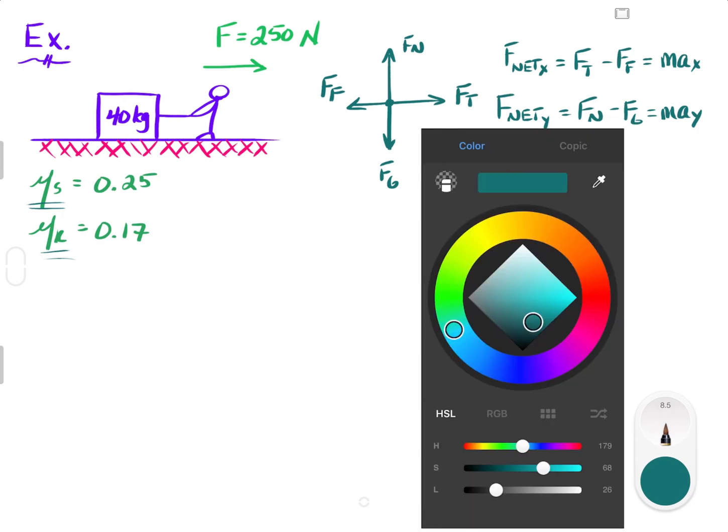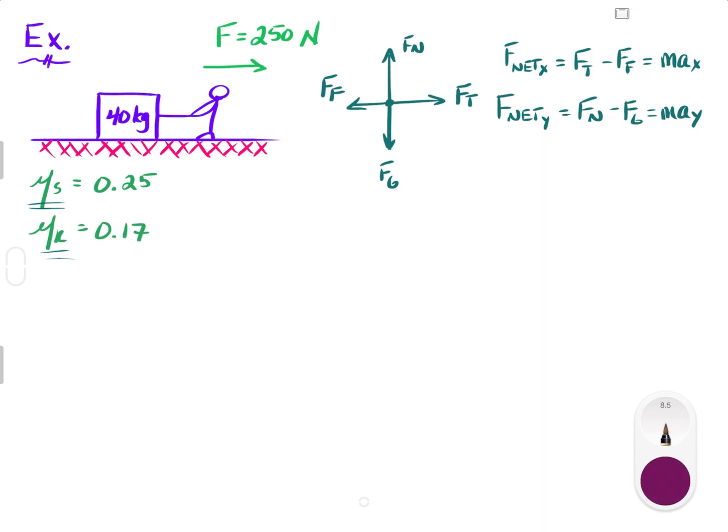I'm going to do myself a favor here. I'm going to realize that this block, if it is moving, is only going to be moving in the horizontal plane. There is no vertical acceleration. This block is not leaving the ground or burrowing itself down, so I know that this whole term will become 0 because there is no vertical acceleration.